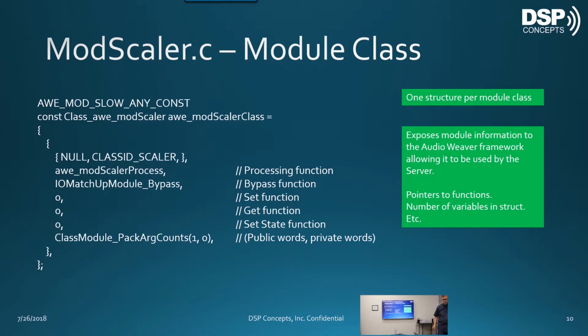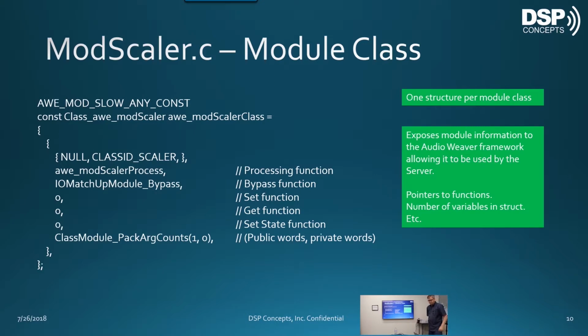What we also generate in the C file now is an object for the scalar class. This is a small structure which essentially allows the module to be used by the framework. There are pointers to functions, so it knows when I execute this module what the processing functions, bypass functions, and so forth are. It also knows how many words are in this module, how many public words, how many private words, so when it does memory allocation, it knows how much memory to allocate.